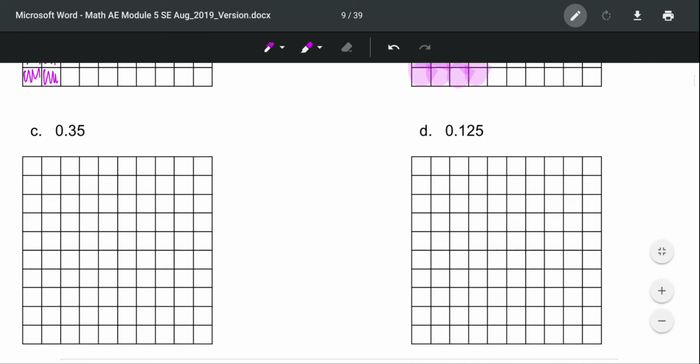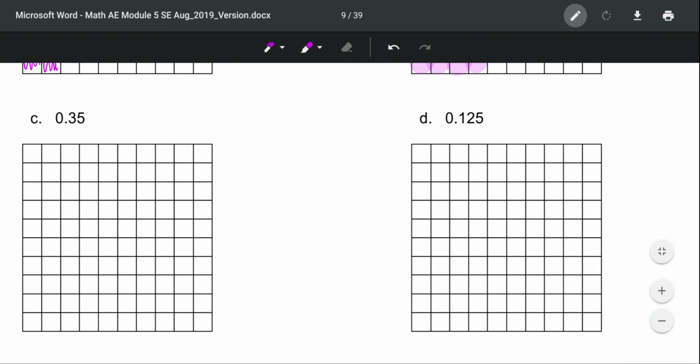Okay, letter C, you want to represent 35 hundredths. So remember that 35 hundredths means 35 out of 100 squares. So you want to shade in 35 of the squares. So go ahead and try that as well.